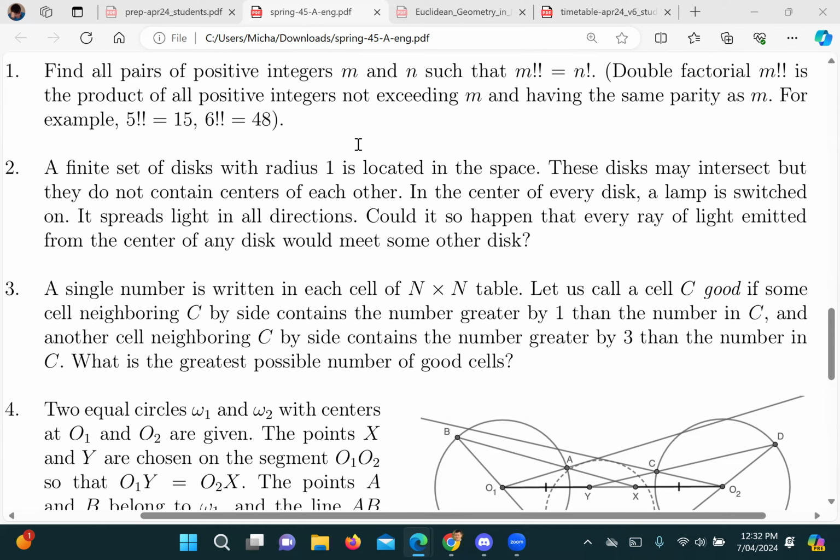Okay, so we're looking at question 3, yeah? So you have an n by n table, and you write a number in each cell, and the cell is called good if it shares a side with another cell that's 1 greater and another cell that's 3 greater, yeah? So it has to be 2 different cells. What is the greatest possible number of good cells?